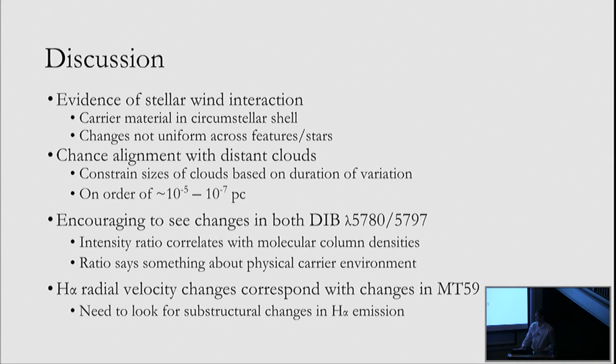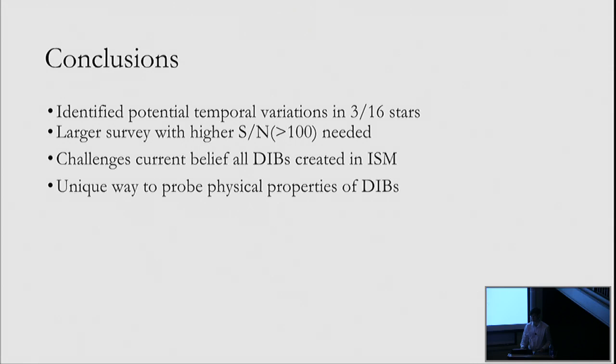So I measured the H alpha radial velocity in a similar Gaussian method, and it did change. The changes in the H alpha emission in the star MT59 did correspond with the DIB changes in equivalent width and radial velocity. But to really make some more conclusive statements, I need to look for any substructural changes in the H alpha emission in this star. That is something that needs to be done next or looked into.